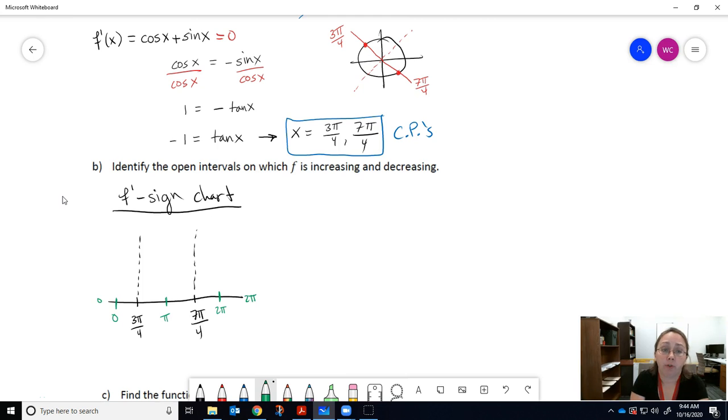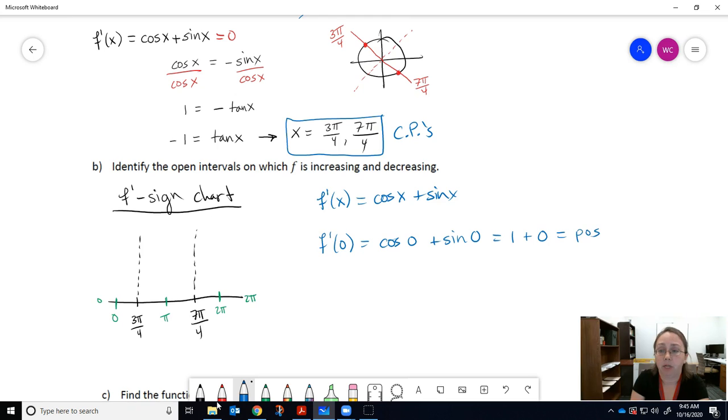Remember, when you're building your first derivative sign chart, you evaluate the first derivative. So our first derivative we already found was cosine plus sine, and we're going to plug in our values. So f prime at 0: cosine of 0 plus sine of 0. Cosine at 0 is 1, sine at 0 is 0, and we get positive. That's all we need is the sign. So positive here.